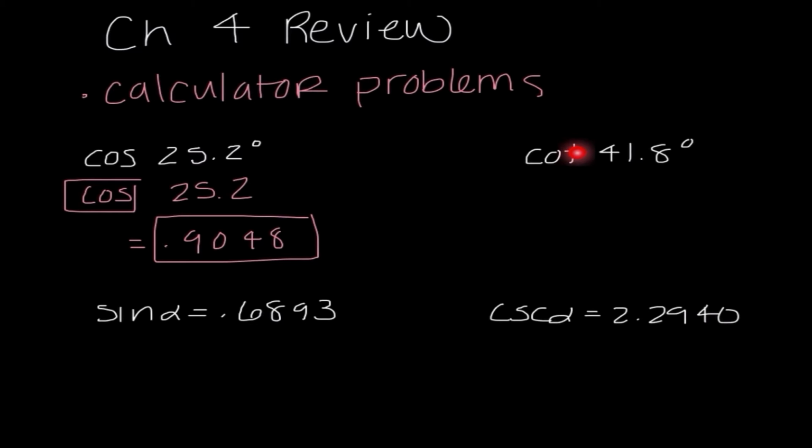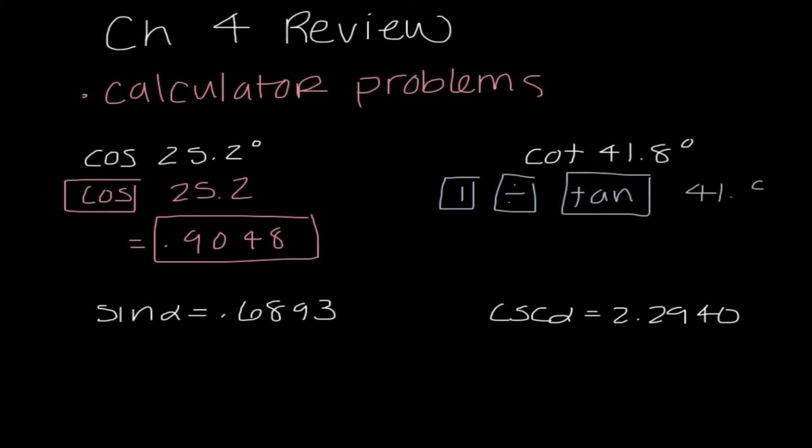Now our next problem is a little bit different because we do not have a cotangent button. However, I know that cotangent is the reciprocal of tangent. So I'm going to press 1 divided by tan and then type in 41.8 degrees. Because what we are really doing here is we are taking the reciprocal of this ratio. And I get 1.1184.